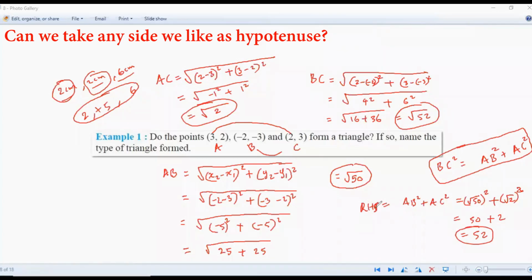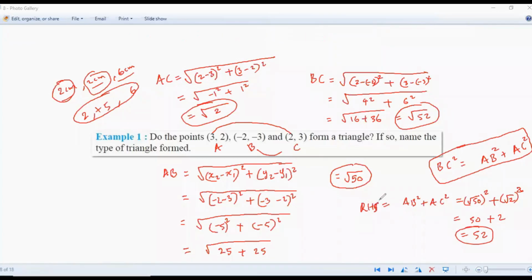The largest side, root 52, is the largest among root 2, root 50 and root 52, right? That's why I wrote BC square. In another way also you can write the Pythagoras theorem. At that time the sign will become minus: AB square is equal to BC square, the hypotenuse square, minus the second perpendicular side, that is AC square.